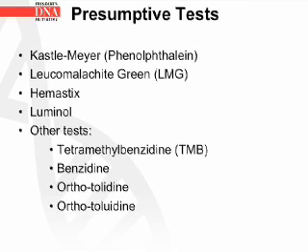Now let's go over some common presumptive tests that are used when testing for blood. We have the Kastle-Meyer test, also known as phenolphthalein, the Leuco Malachite Green test, also known as LMG, hemostasis, and luminol. Some other tests that are used are tetramethylbenzidine, TMB, benzidine, and orthotoluidine.